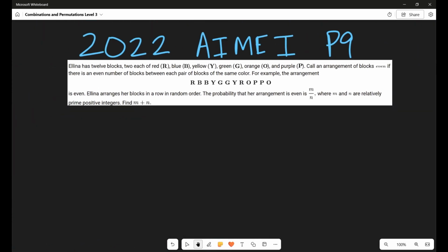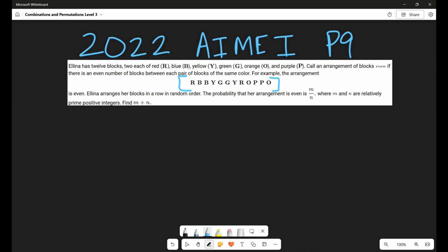Our next problem is the 2022 AIME 1 problem 9. It reads, Alina has 12 blocks, 2 each of red, blue, yellow, green, orange, and purple. Call an arrangement of blocks even if there is an even number of blocks between each pair of blocks of the same color. For example, the arrangement shown here is even. Alina arranges her blocks in a row in random order. The probability that her arrangement is even is m over n, where m and n are relatively prime positive integers, and as usual, in every AIME problem, we have to find m plus n.